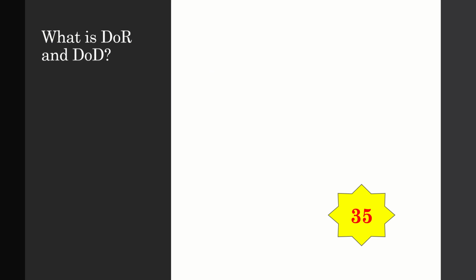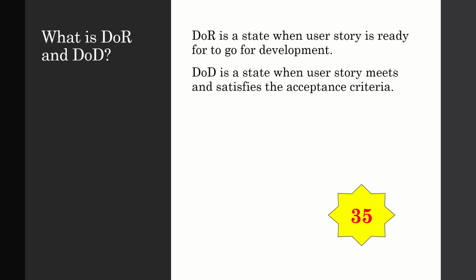What is DOR and DOD? DOR is a state when a user story is ready to go for development. DOD is a state when a user story meets and satisfies the acceptance criteria.